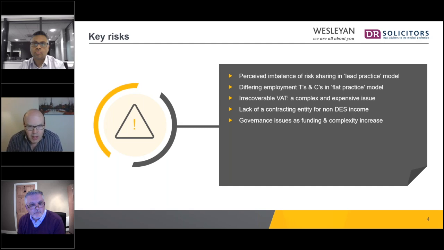Then, in the current model, you start having potentially governance issues. Now, in a practice, things are generally well governed, because in the end it's your money, you know the parameters of what the practice is, you know who your employees are, you know what your income is, you know what your costs are, and so it's kind of well governed. The partners will sit around the table with the practice manager saying, let's talk through all of this, let's understand where we are, we know what's in the bank, all of those basic governance issues.